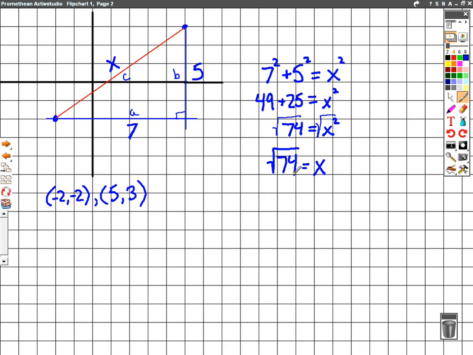74. Okay. The other thing that you need to know, it just depends on what the situation is, because if you've got some real-life word problems and you're talking about a distance to somebody's house or something, then you would have to be able to take this, the square root of 74, and put it into decimal form. And in this case, it actually becomes roughly 8.6.